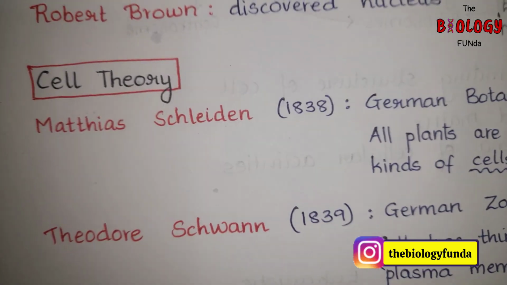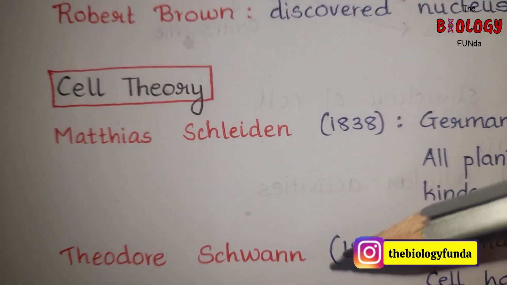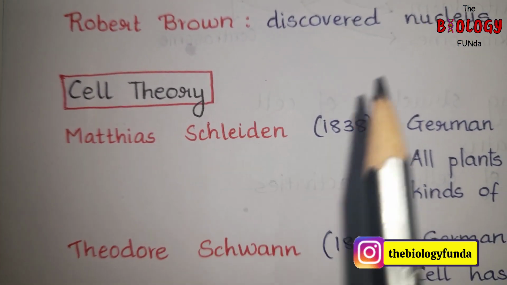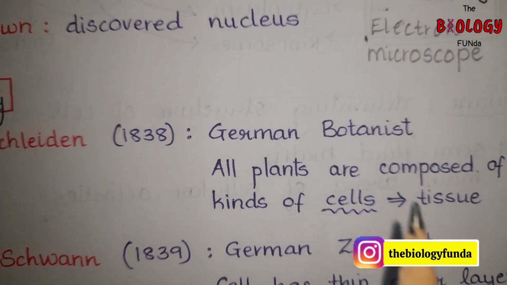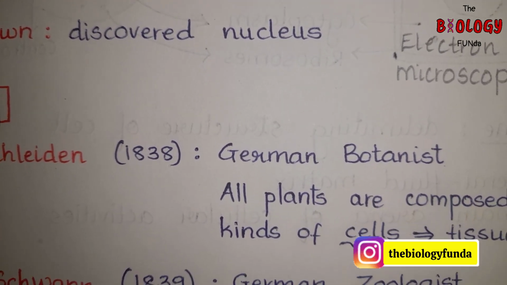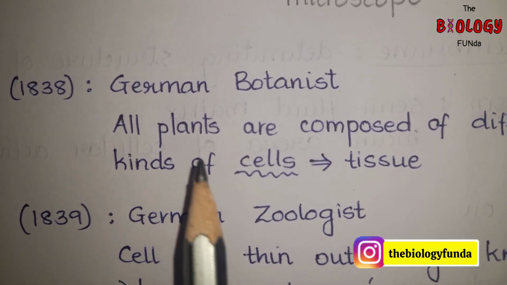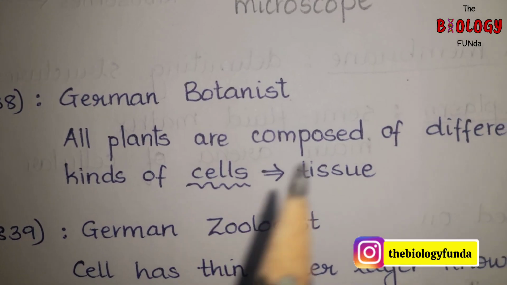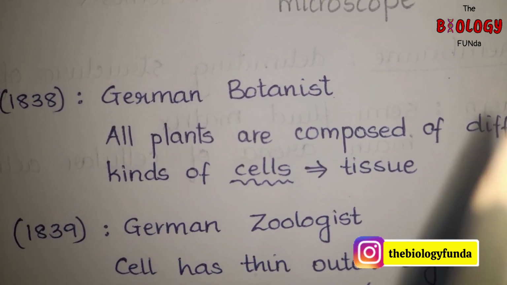Afterwards, we have to learn about the cell theory. There are three people who are very important in cell theory. First is Matthias Schleiden. In 1838, he examined the plants. He was a German botanist. Since he was a botanist, he studied the plants. And when he studied plants, he found that all plants are composed of different kinds of cells. Now these cells then further form the tissue of the plant. So this was his conclusion.